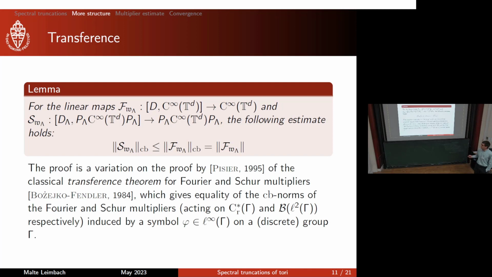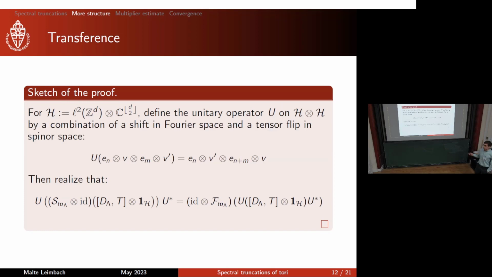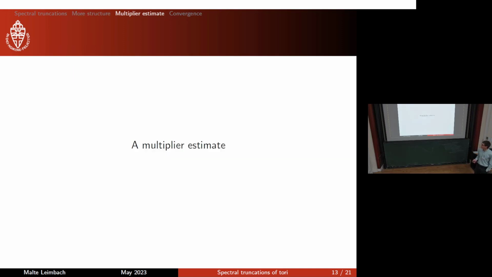This classical theorem I mentioned before is the one by Bourgain-Fendler from the 80s. You can find a very nice proof of that, for instance, in Pisier's book, but also in the book by Brown and Ozawa, if you prefer that. And the way we proved our estimate here is that we adapted that a little bit. I'm not going to go into full details because of time, but you basically have to find some kind of intertwining unitary of the two. All right, so what we're left to show is that we can estimate this map FW.